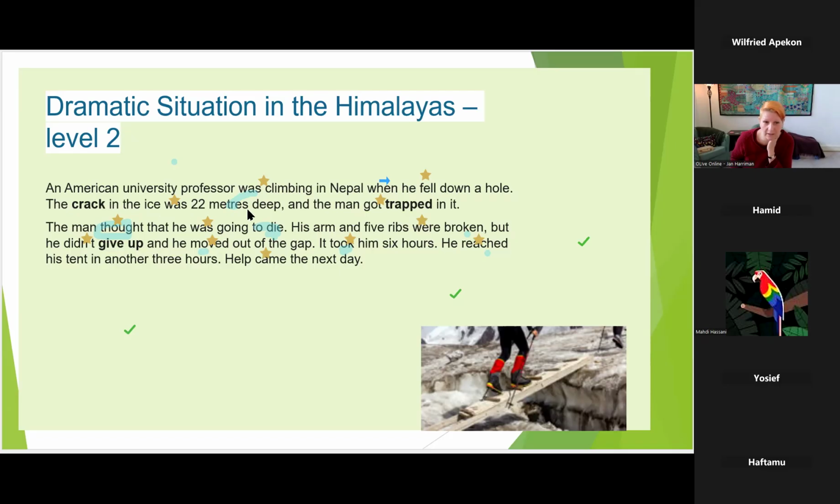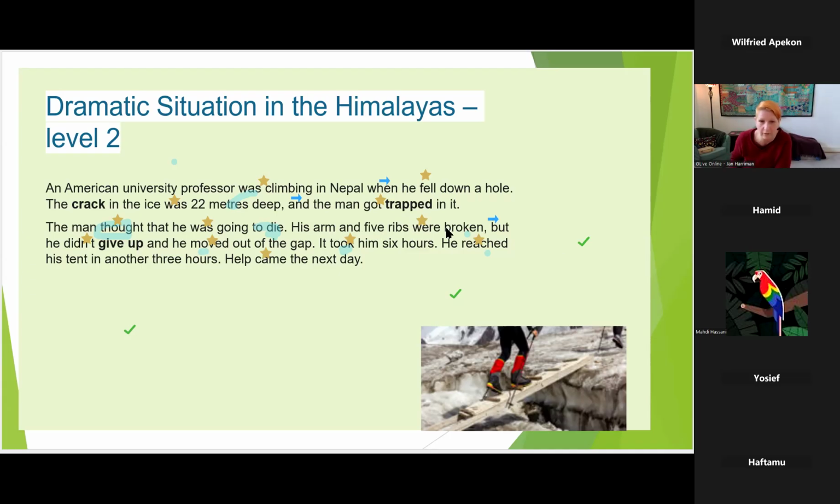So the ice was 22 meters deep and the man got trapped in it. So this is our compound sentence. We've got two whole sentences stuck together with a conjunction. All right. So that's what makes a compound. So remember, I've been saying compound and complex. Compound is when you use a conjunction to put two whole sentences together.